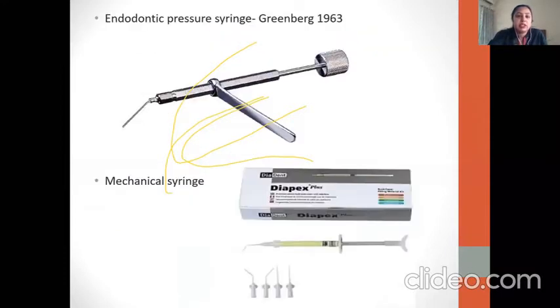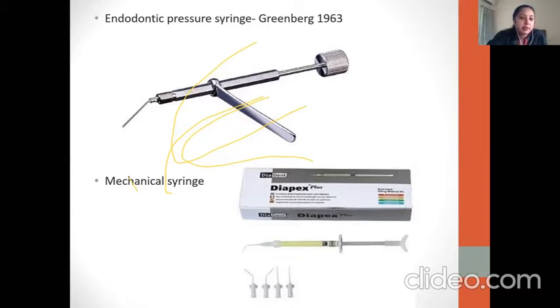First you can see is an endodontic syringe. Endodontic pressure syringe was popularized by Greenberg in 1963. As you can see in the picture, there is a piston which can be screwed into the central portion of the endodontic pressure syringe. The needle is also screwable. It has some threads on it which can be screwed onto the middle cartridge part.